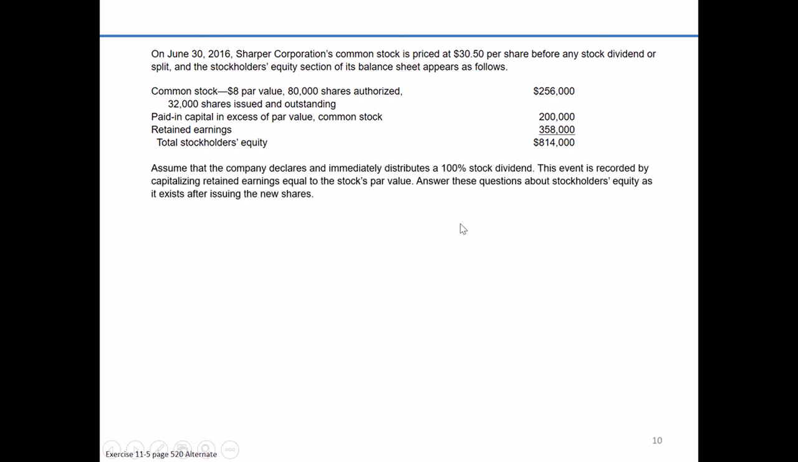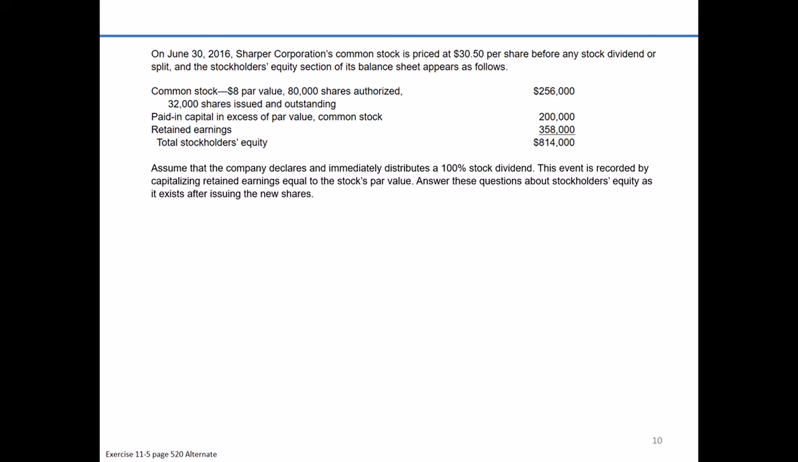It's asking us to assume, in addition to what we have presented here, that the company is going to declare and distribute a 100% stock dividend. Now, up to this point, when we've used the term dividend, we've known it's a distribution to our stockholders, but we've typically thought it's always a distribution of cash. So we've typically only handled cash dividends up to this point. But a company can distribute something else other than cash, and in fact, it might issue additional shares of stock, which is a stock dividend.